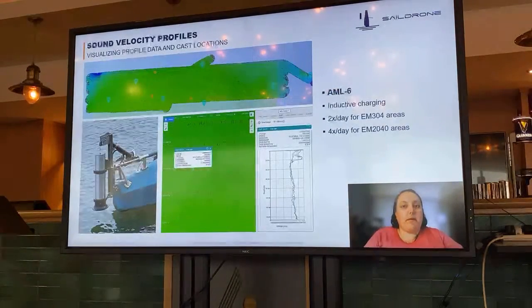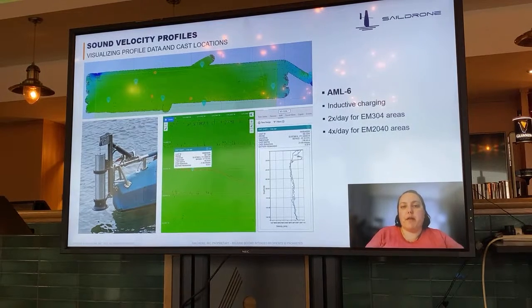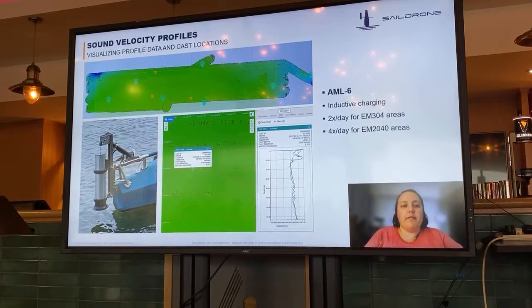One of the unique capabilities of the surveyor is that we are able to conduct in situ sound velocity profiles. In our previous configuration, we had a profiler that was required to be taken off the vehicle in order to charge it, and this would be a real hindrance to our offshore endurance. So we made a really big and very important upgrade to the AML6, which has an inductive charger. So when the profiler is in the housing, it will continuously charge throughout the course of the mission, no longer impacting the endurance of the vehicle.